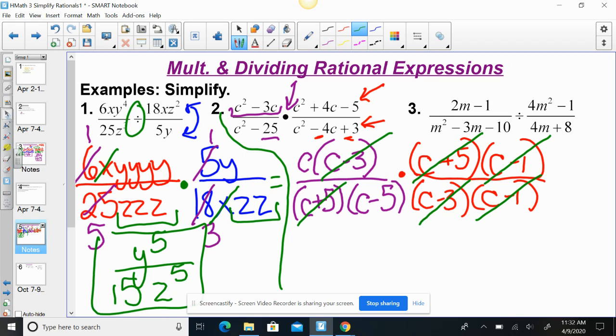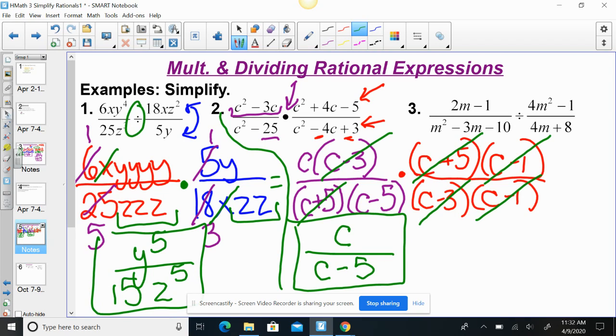So now I'm just going to multiply what's across. So all of these just became 1. So c times 1 is just c. And then again, all of these that are crossed out became 1. So multiplying by 1 does not do anything. And I have c minus 5. I cannot cross out those c's because this c is glued to that 5. So my answer is just c over c minus 5.